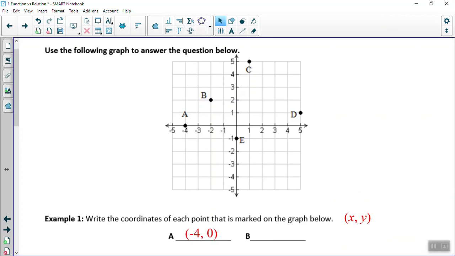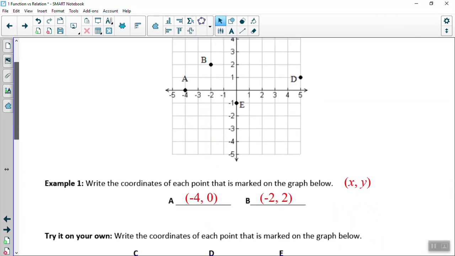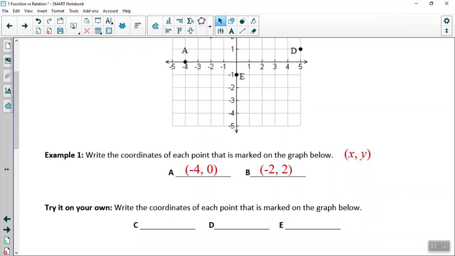Here's point B. So the x value that we'd pull, the value that lines up with this x-axis, would be -2. The y value then is the value that lines up with the y-axis. So in this case, a +2. So the ordered pair then would be -2, 2. Ordered pairs should always be written inside parentheses.